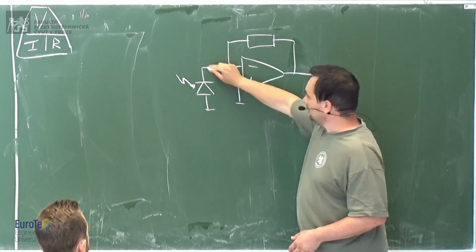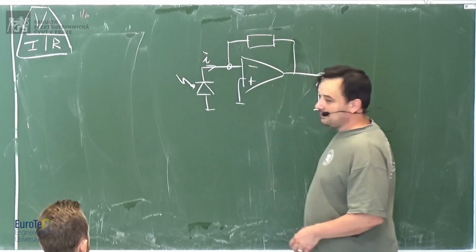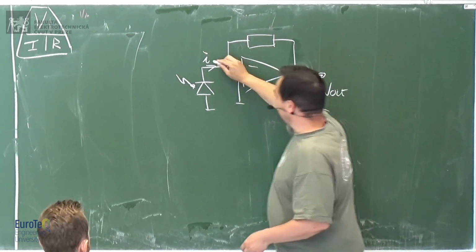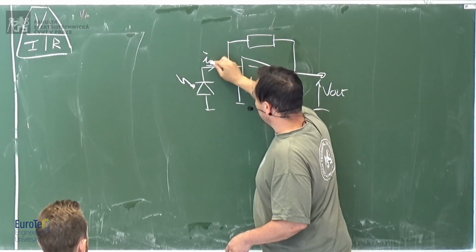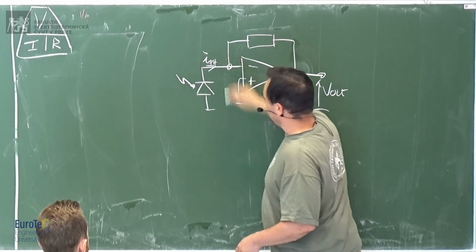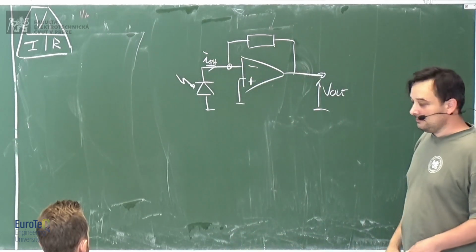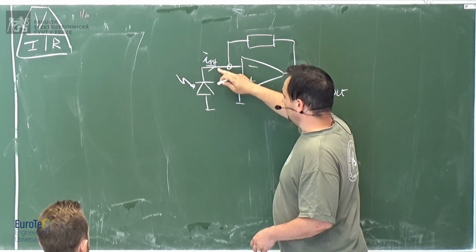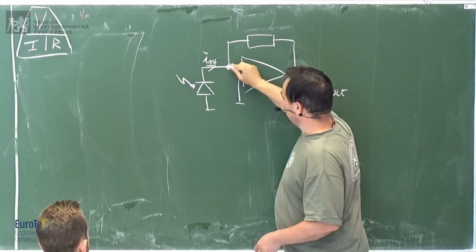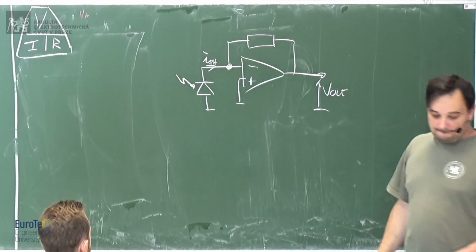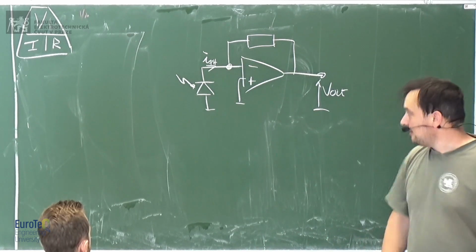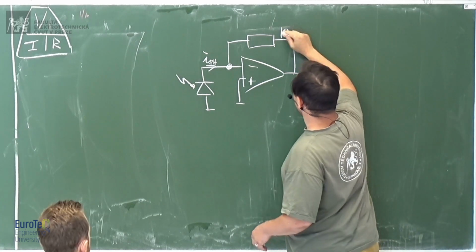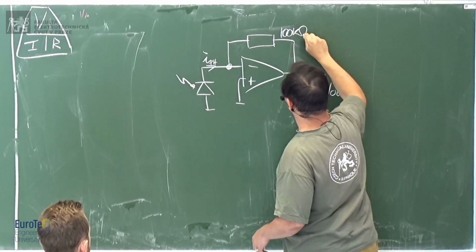So you have the light, you have some little current from the diode, photodiode. Let's call it I F. Then, what is the output? Let's say that here we have, I don't know, 100 kilo ohms.